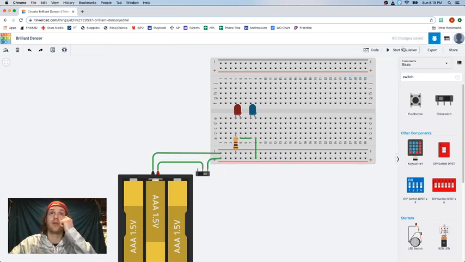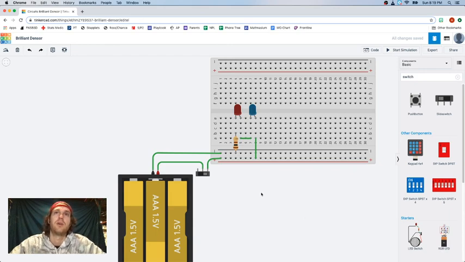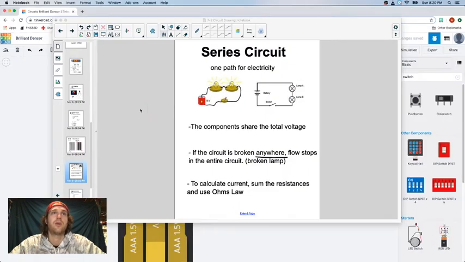Okay, let's go ahead and start. Lights are on. Flip the switch, lights are off. We've got a series circuit with 4.5 volts. Okay. Awesome. Fantastico. What a beauty. What an absolute beauty. All right, let's go back to our lesson.